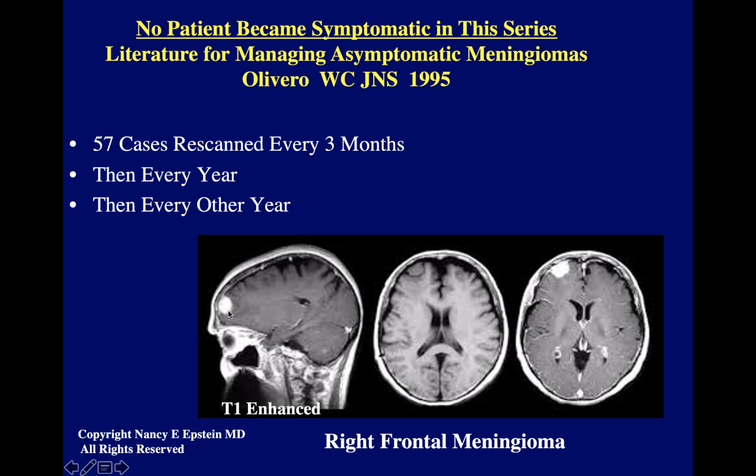In that series, a T1 enhanced study is seen here. That's a parasagittal image. Here on an axial T1 unenhanced study, you can see the tumor without associated edema, and here's a T1 enhanced MR, again an axial study, showing you the right frontal lesion.